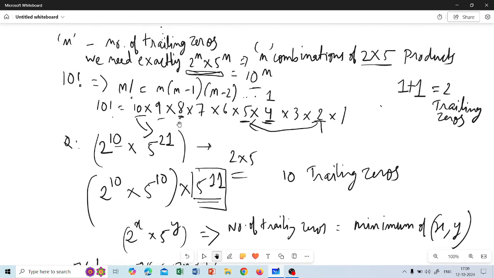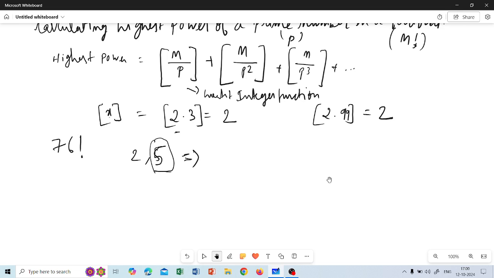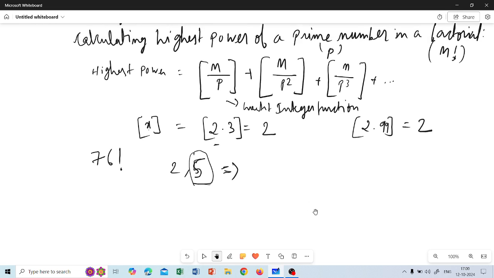So there are so many 2's here, like 2 cube is 8, and even 6 is 2 into 3. Whenever an even number is there, there will be so many 2's. So we have to limit the number, but we will have no use if we find the highest power of 2. We have to find the highest power of 5, because that will always be the minimum. So what you are going to do is find the highest power of 5.